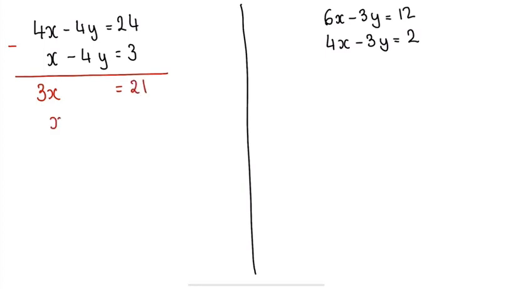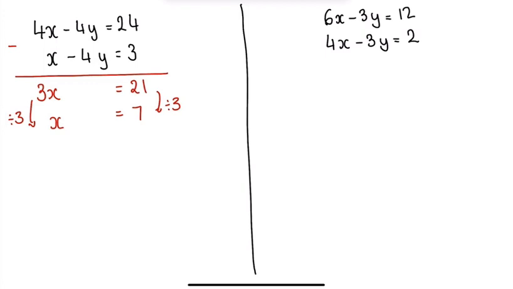Now we're going to solve this by dividing both sides by 3, which leaves me with x equals 7. Now we're not done there, we still need to find out what y is, so I'm going to pick one of the equations. We'll go for the bottom one today.